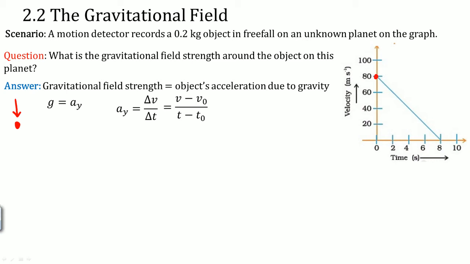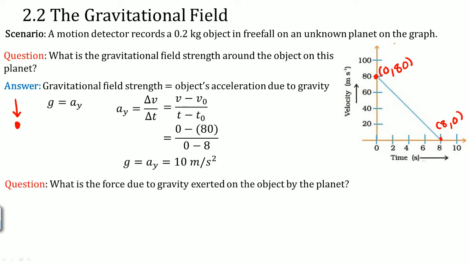The first value that is grabbed here is at 0 time, where it has 80 meters per second, and at 8 seconds, which is its final second, it has 0 velocity. Therefore, you can now plug it into the equation, solving the gravitational field, which is the object's acceleration due to gravity in the vertical direction, is equal to 10 meters per second squared.